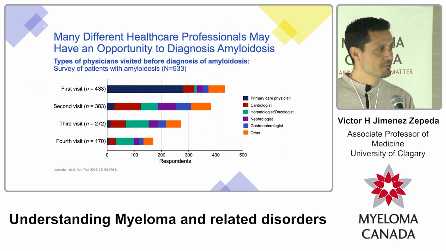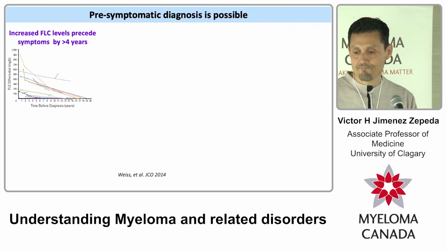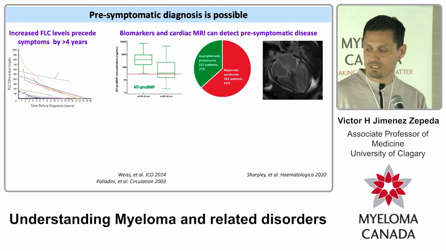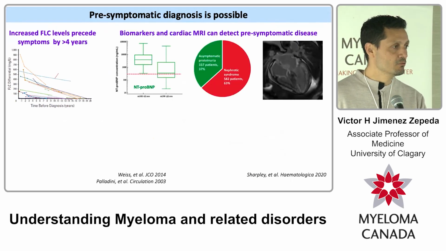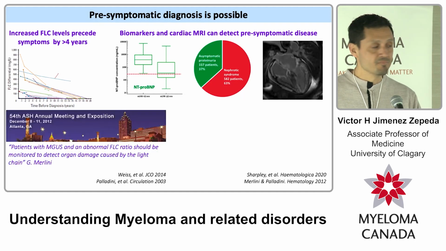So by looking into these patients, you can see that most of these people have to see more than 4 different doctors before they're actually diagnosed with these diseases. Most of those actually have an increase of these free light chains even 4 years before they are diagnosed with amyloid, and they can actually affect the heart or kidneys. So we have markers from the heart that we can look at. We have markers from the kidneys that we can look at, and potentially from those MGUS patients identify the group of people that would be more at risk of developing amyloid and treat these people with amyloid better.